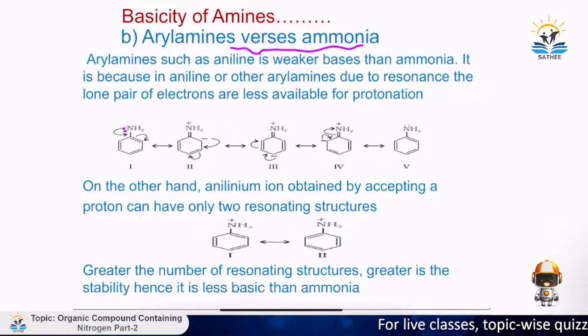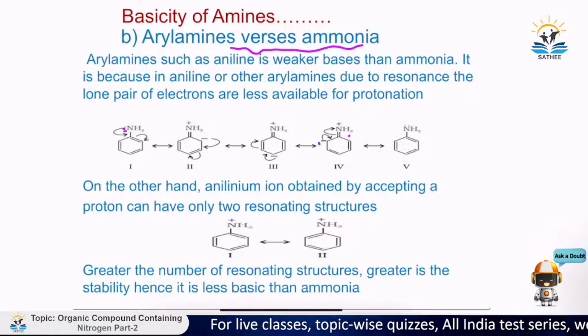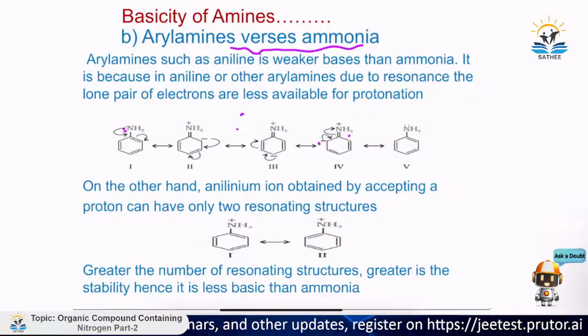So we know these resonating structures, ortho and para position, electron density is increasing. So if electrons are busy in resonance, that means they are not localized at one place. If they are not localized, how can they give the electrons? Electrons are always moving in resonance, so it is hard to give electron. So it means that they are less basic than that of ammonia.